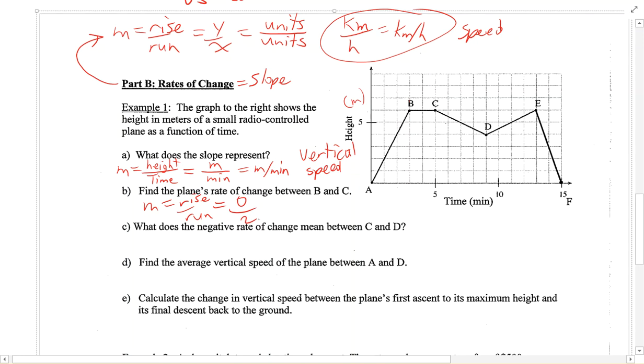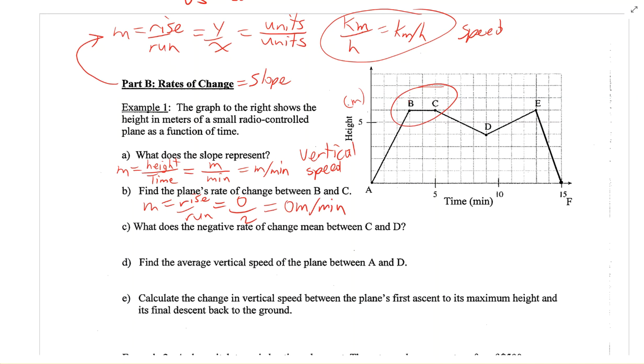Okay. So what does that equal? 0 meters per minute. Okay. So between B and C right here, what does 0 meters per minute mean? What's happening with the plane? Is the plane flying? Yeah. How high is the plane in the air? 6 meters. Is it going up or going down? It's staying the same. Okay, so the 0 meters per minute means it's not going up or down. It's staying at the same height as it's flying around.